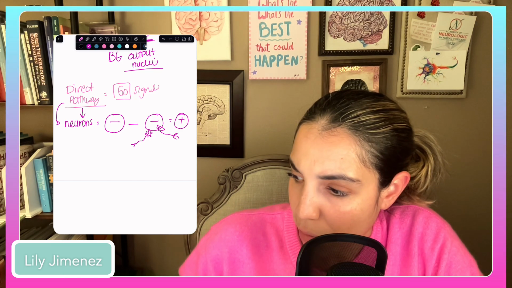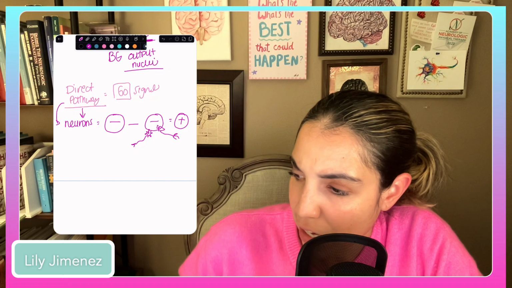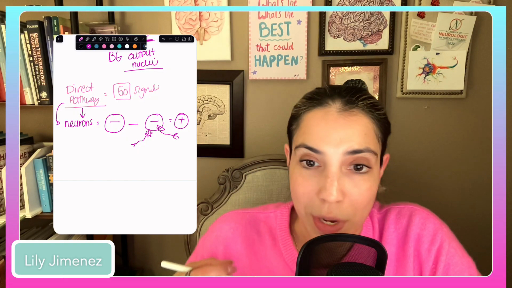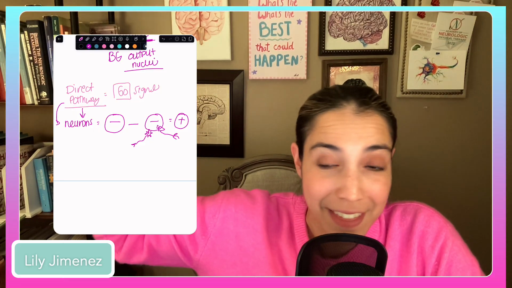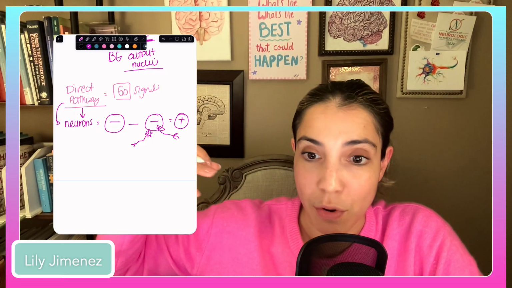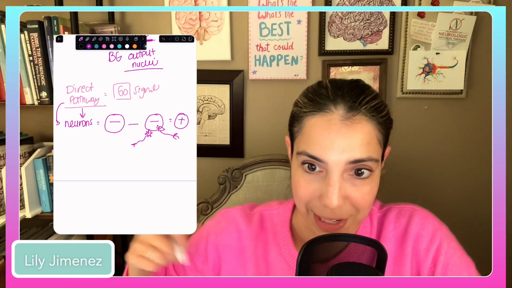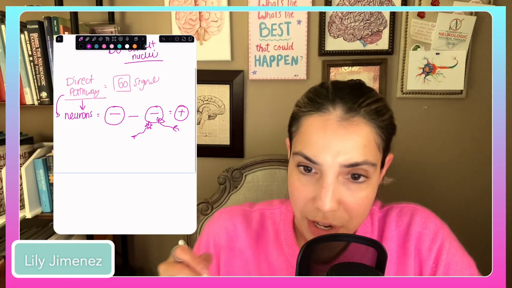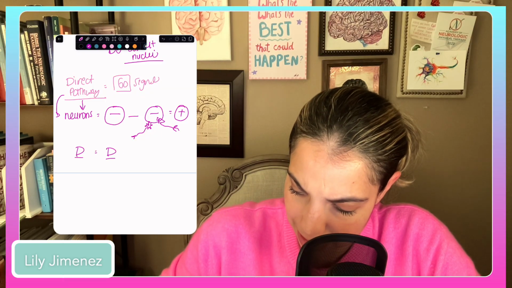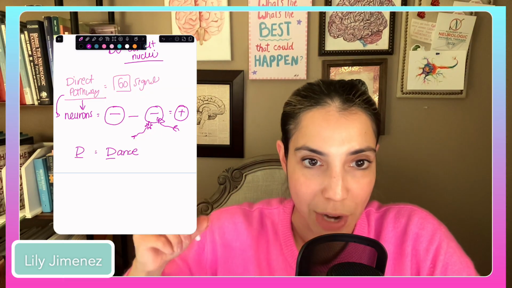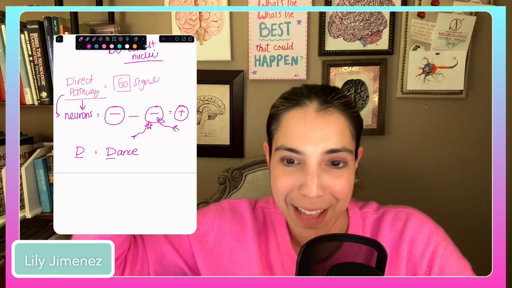Okay, let me just check my notes here. Yeah, so the thalamus is going to be disinhibited. So there's going to be excitation of the thalamus, and therefore excitation of the cortex. A good mnemonic is direct pathway, D equals dance. So the direct pathway is going to help me dance. Okay, let's talk about the indirect pathway. And then at the end, we're going to connect it to the actual diseases.